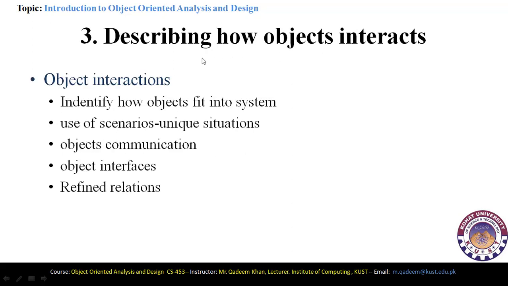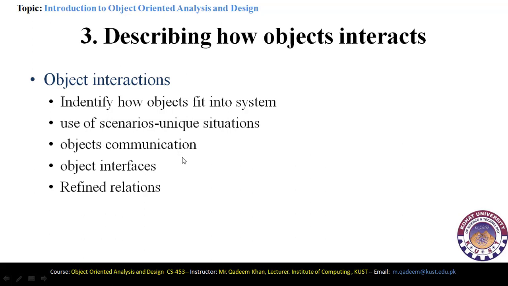Next, we will specify describing how different objects interact with each other. Here we will show the interaction or the relations of the objects with each other. Interaction means how different objects will communicate with each other. So here we will identify how the objects fit into the system. Using scenarios and unique situations, we will specify the objects' communications with each other.